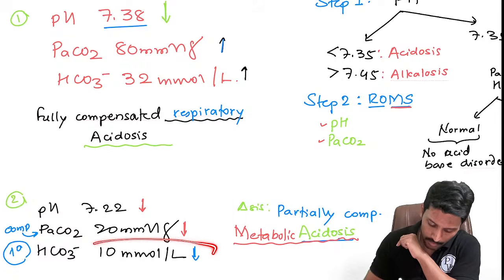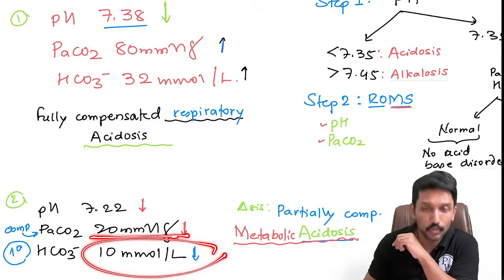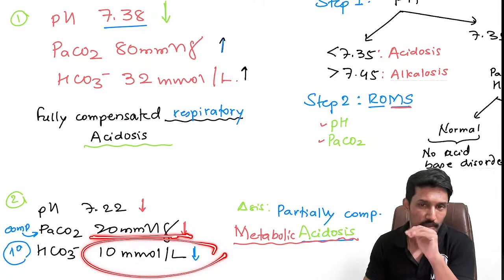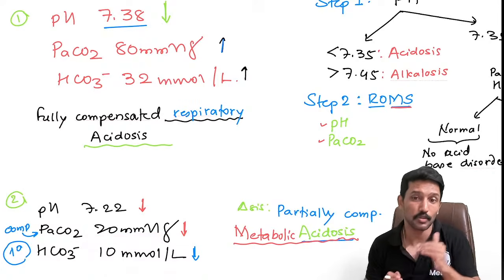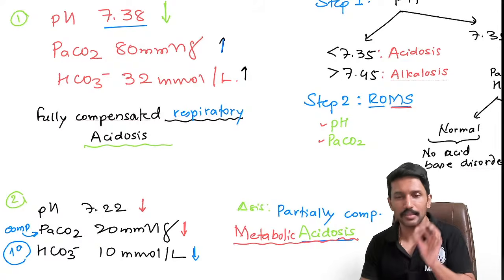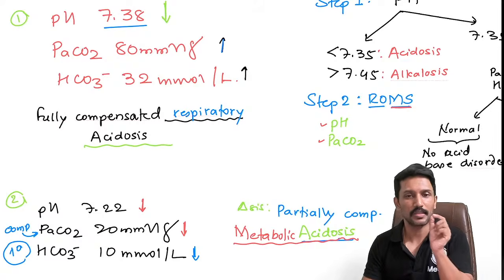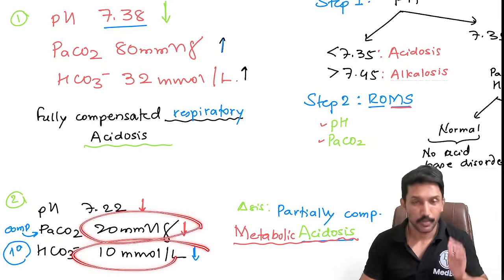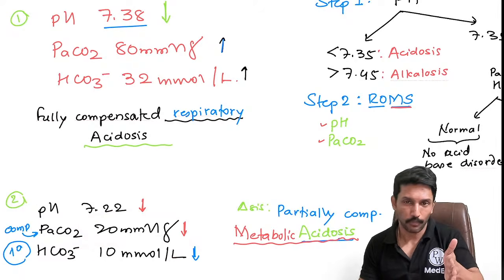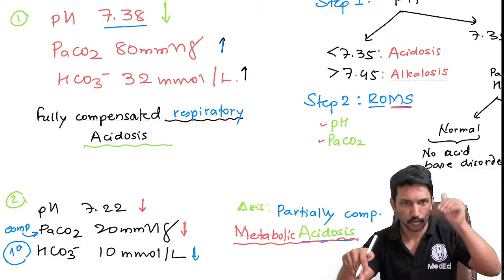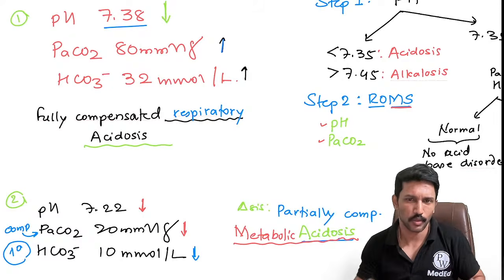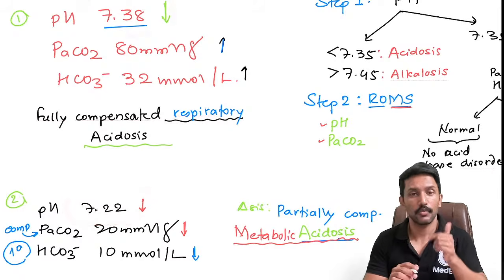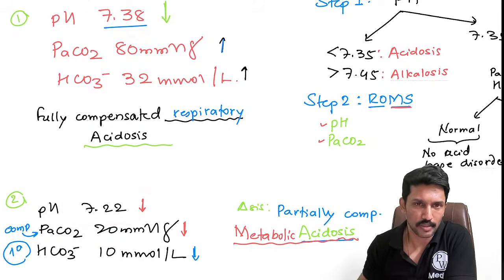But if I had bicarbonate less, but PaCO2 is not changing, it's normal, that means the respiratory system is not compensating. In that case, I would have called it uncompensated metabolic acidosis. But here, the PaCO2 is moving in the direction of bicarbonate. Bicarbonate decreased, so PaCO2 is also decreasing. That's why you can call it partially compensated. If pH is normalized, then only you will call it fully compensated.